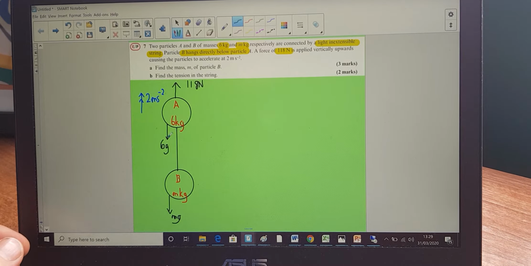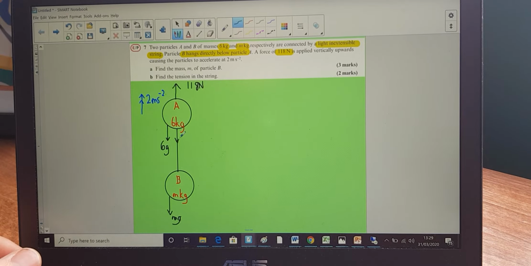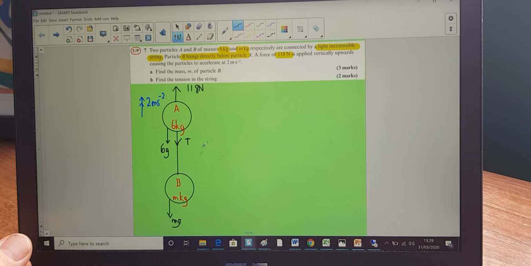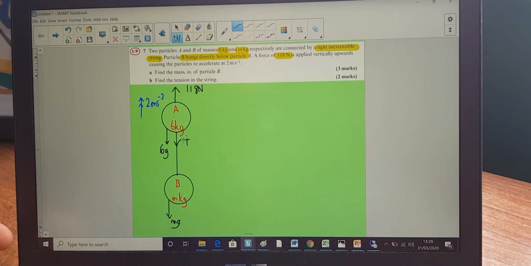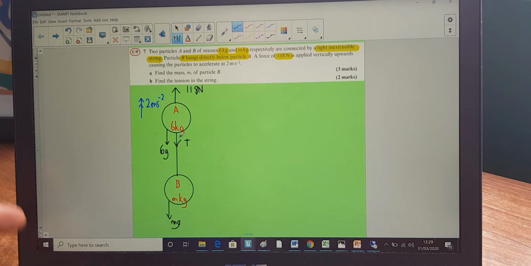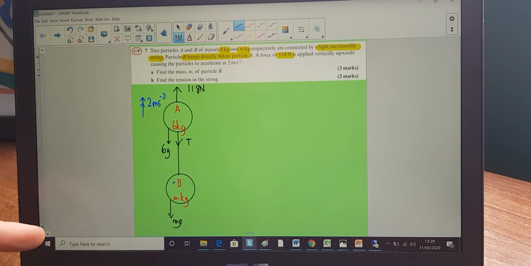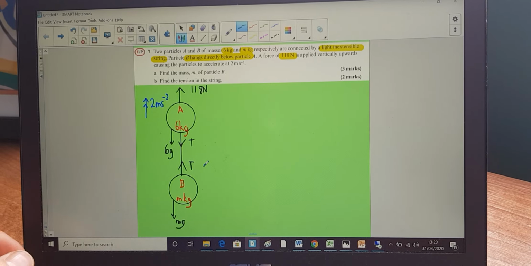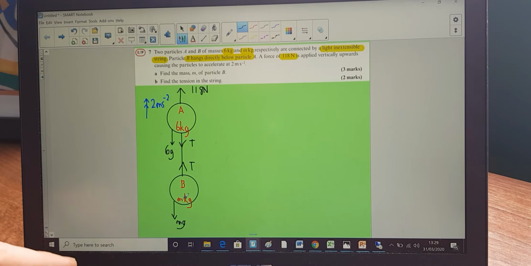Now, tension is going to act and it's going to cancel itself out for the whole system. That bit's a bit confusing. I'm going to call this T. Because it's accelerating upwards, that tension is the thing that's pulling up this mass. The tension pulling down here is the weight of this thing. And then there's another tension here, which is the force pulling up particle B.